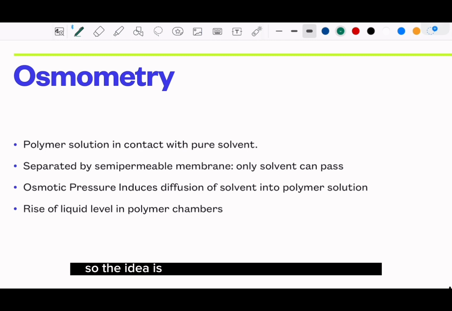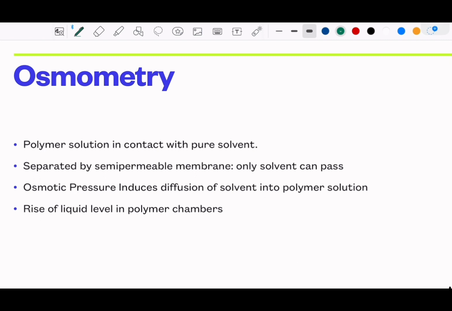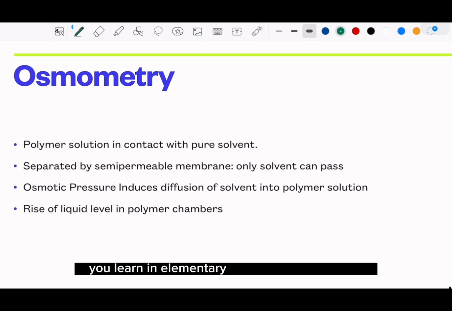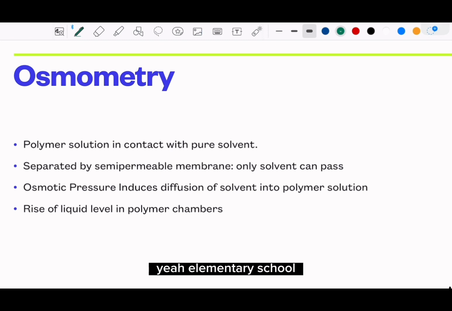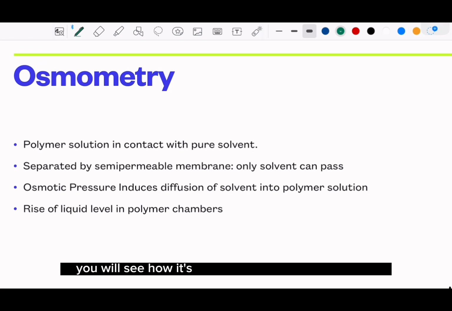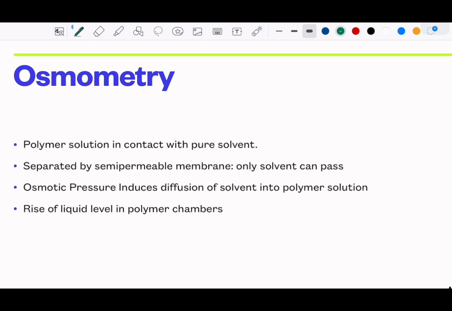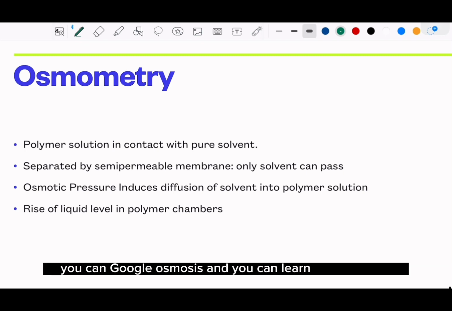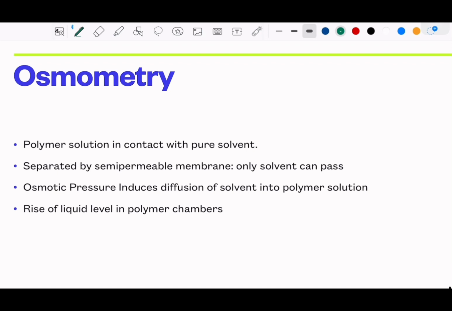So the idea is we are going to see some osmosis. Do you know osmosis? The diffusion, I think you learned in elementary school or junior high, right? Usually, if you look at plants, you will see how water is absorbed, and then it has a pressure. You can Google osmosis, and you can learn the Mandarin words for it. But the idea is very simple.